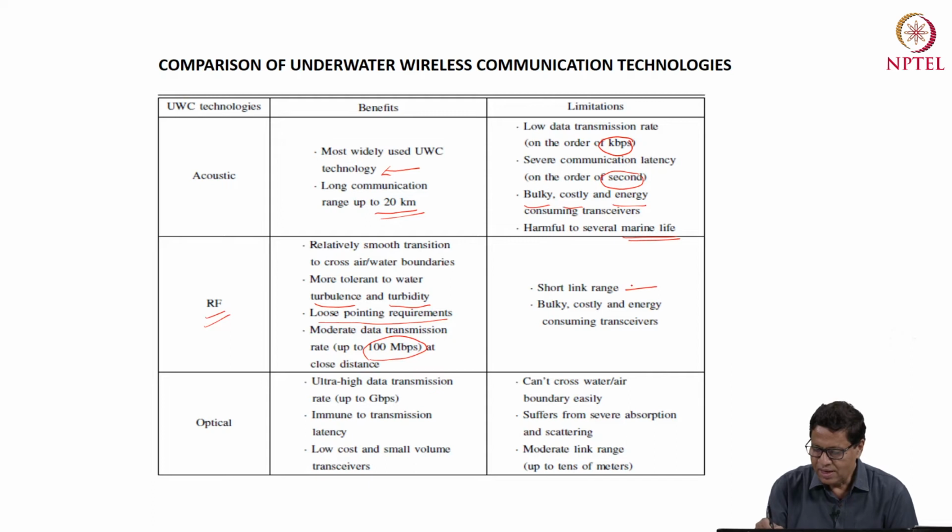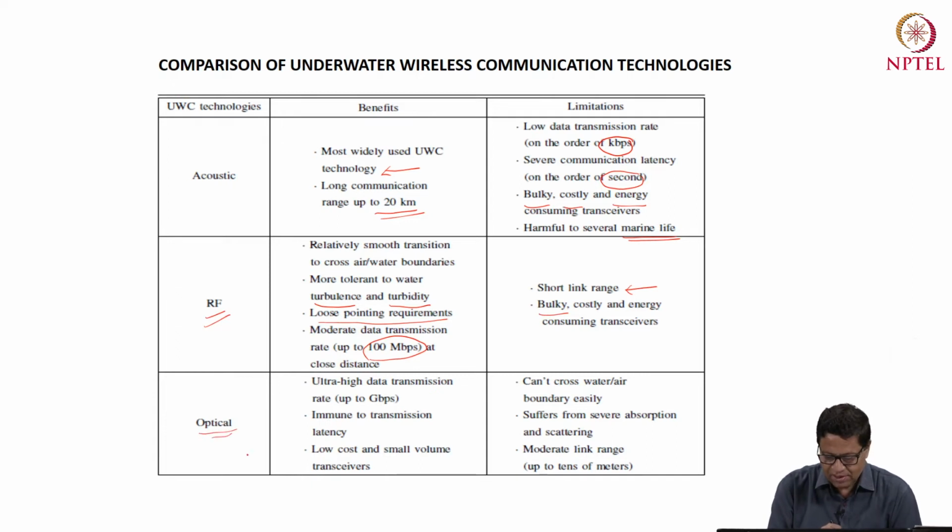The range is very small in RF because the attenuation of RF in water is very high. And again, the devices used for transceivers in RF communications are bulky, costly, and they consume a lot of energy.